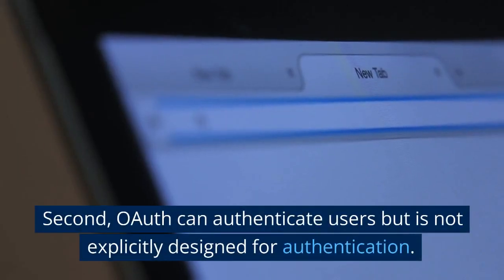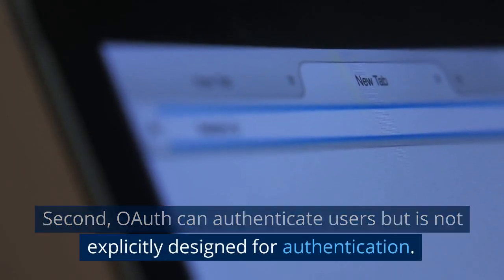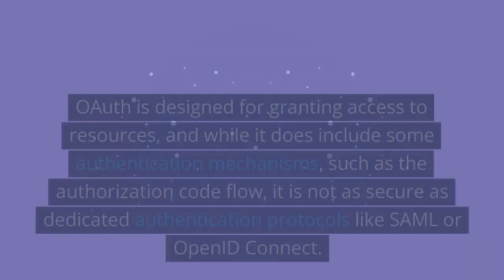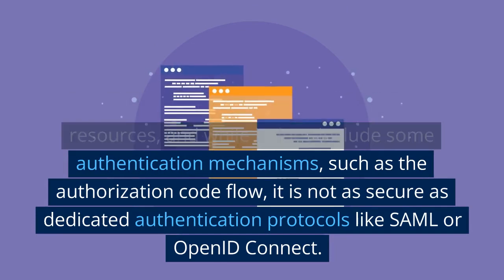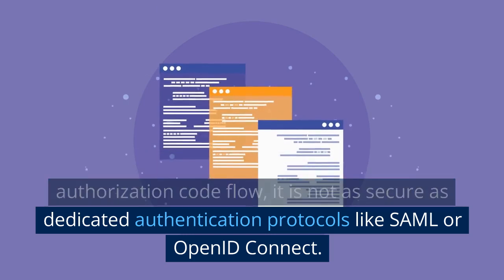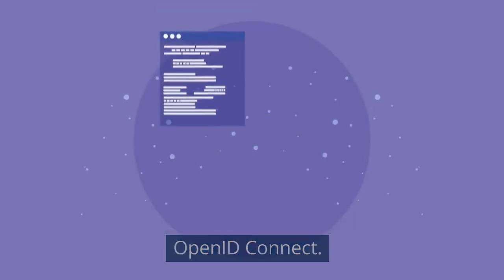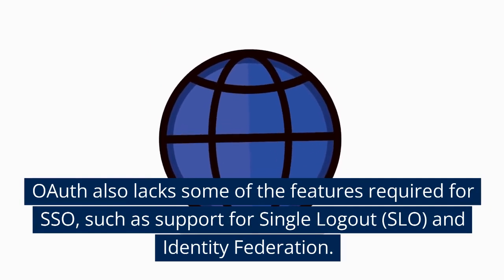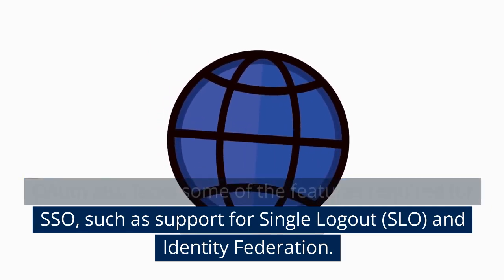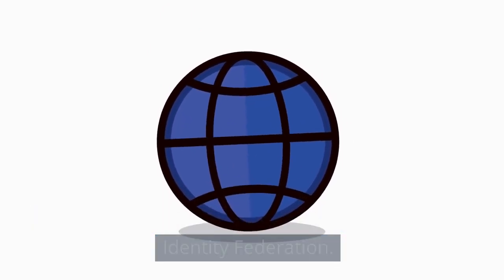Second, OAuth can authenticate users but is not explicitly designed for authentication. OAuth is designed for granting access to resources, and while it does include some authentication mechanisms, such as the authorization code flow, it is not as secure as dedicated authentication protocols like SAML or OpenID Connect. OAuth also lacks some of the features required for SSO, such as support for single logout, SLO, and identity federation.